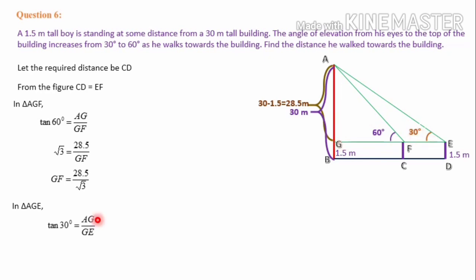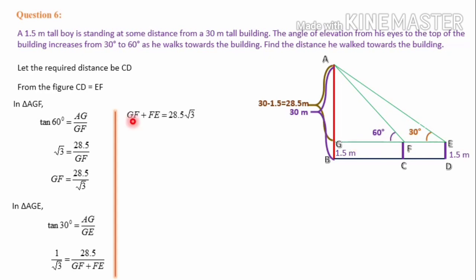O by A relation, AG by GE. And here tan 30 value we know is 1 by root 3. AG also we have, 28.5, divided by GE. GE we can split as GF plus FE, because we need FE only, and FE and CD we have already connected. So FE is the required quantity for us. So we can split GE as GF plus FE.